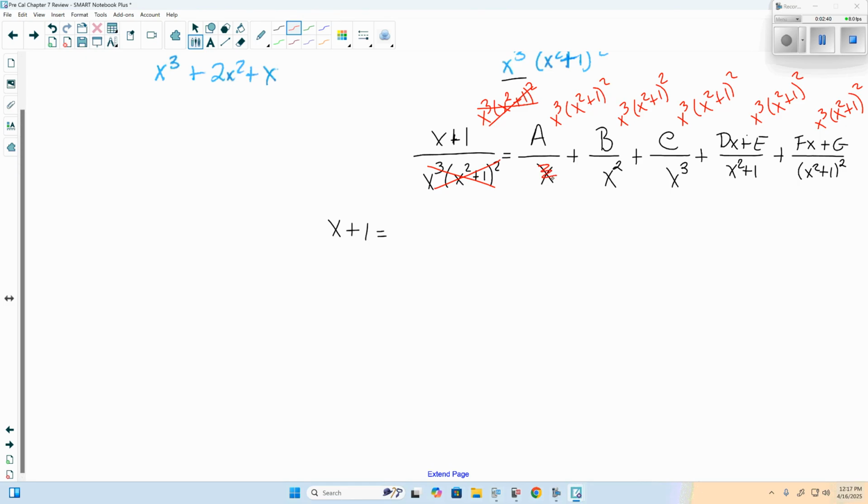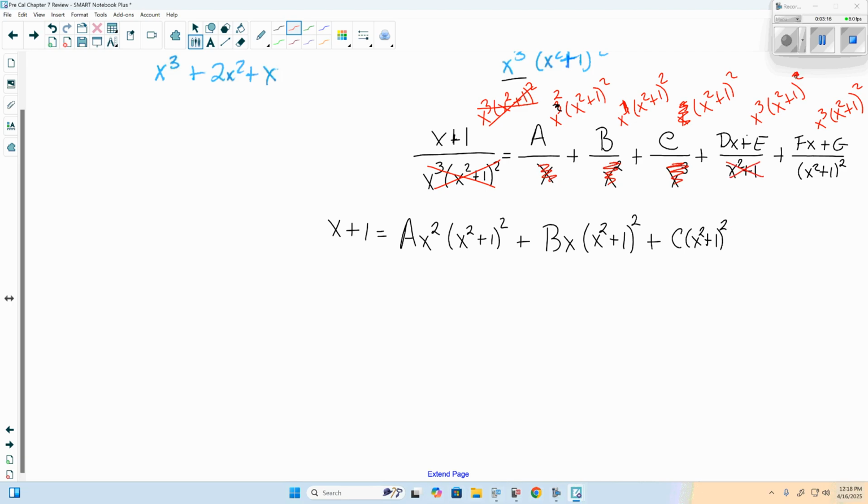Now with a, one of the x's is going to cancel on top and bottom, leaving us with a times x squared times our x squared plus 1 squared. Plus, with our b, 2 of the x's are going to cancel, leaving us with just x, so bx times x squared plus 1 squared. Plus, the c, the x cubed and x cubed will cancel out completely, leaving us with c times x squared plus 1 squared.